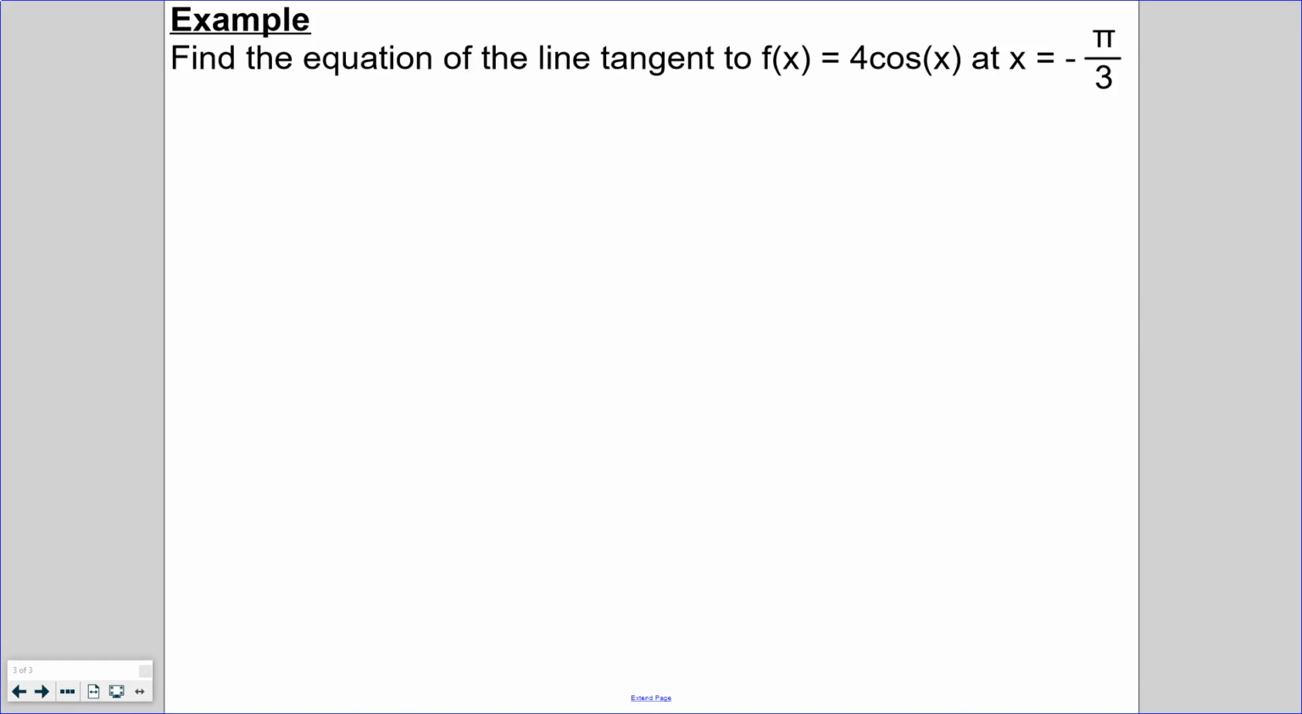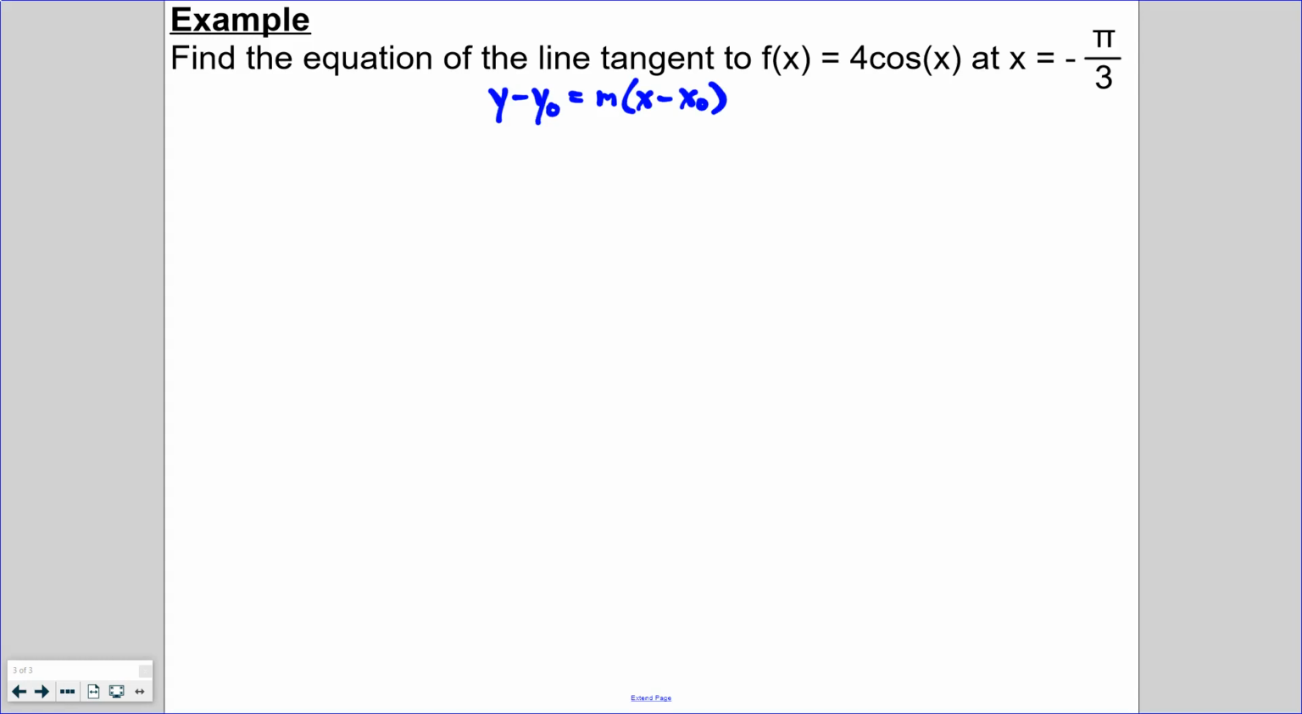So here we want to find the equation of a line tangent to f of x equals 4 cosine of x at x equals negative pi over 3. So we are trying to find the equation of the tangent line, so we can start out with our formula: y minus y sub 0 is equal to m times x minus x sub 0. And this is the point-slope form of a linear line.